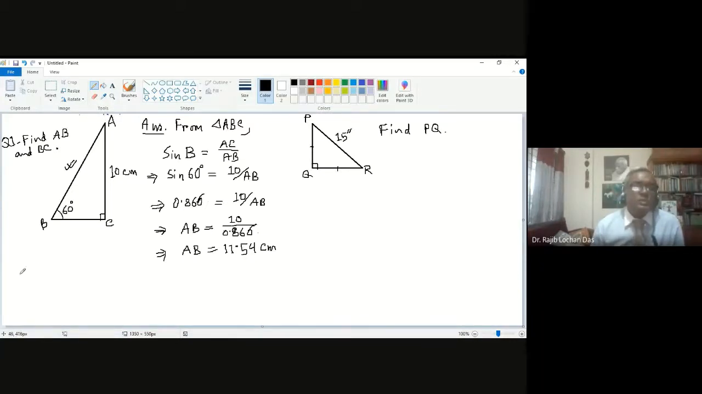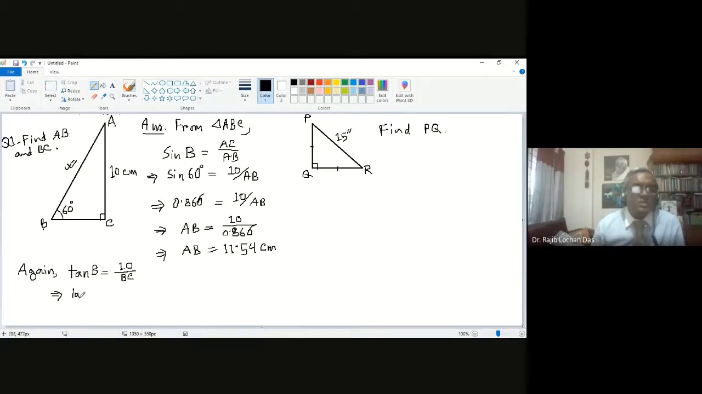You can apply cos B, so the BC will come. Or you can apply tan B, so the BC will come. Okay, so let me use tan B and see what happens. So tan angle B is actually opposite by adjacent. So opposite is 10 and adjacent is BC. We do not know BC. Now how will BC come? Because B is 60 degree.